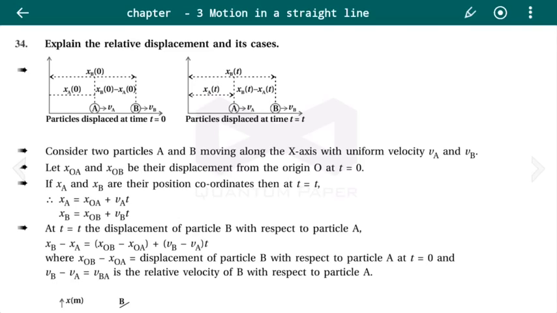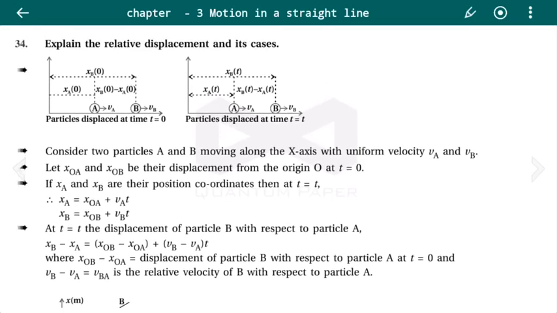We have already discussed relative velocity, and what is relative velocity? It is the velocity of an object with respect to the observer, or the moving object, that is, the stationary object or the moving object.